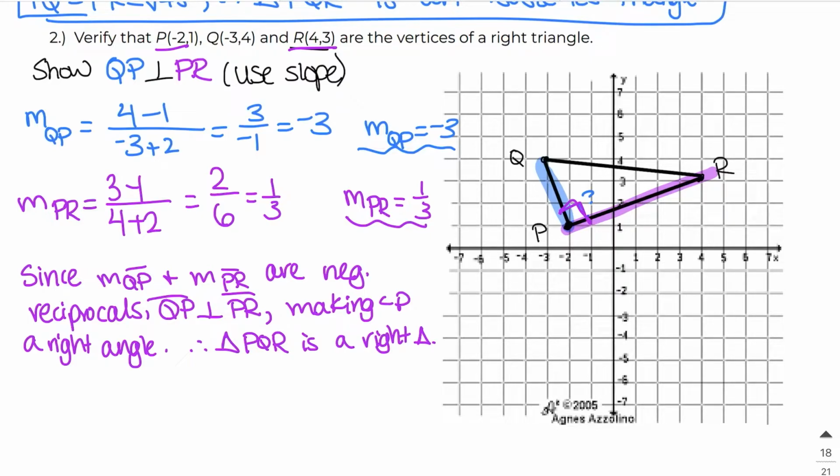You also have the option to find the distance of QP, the length of QP, the length of PR, and the length of QR, and then you can use that to prove that the Pythagorean theorem works. And we will talk about that in class.